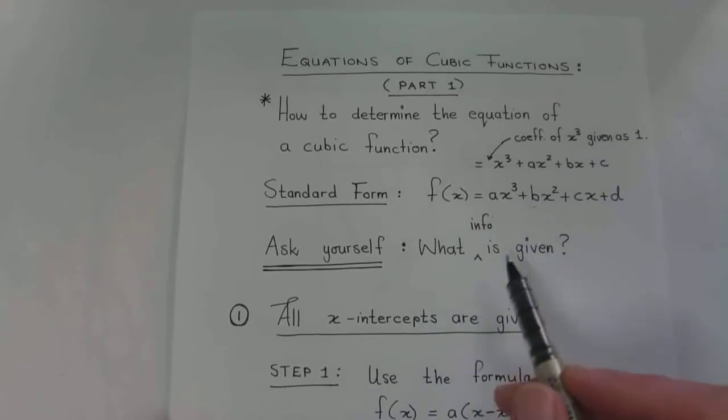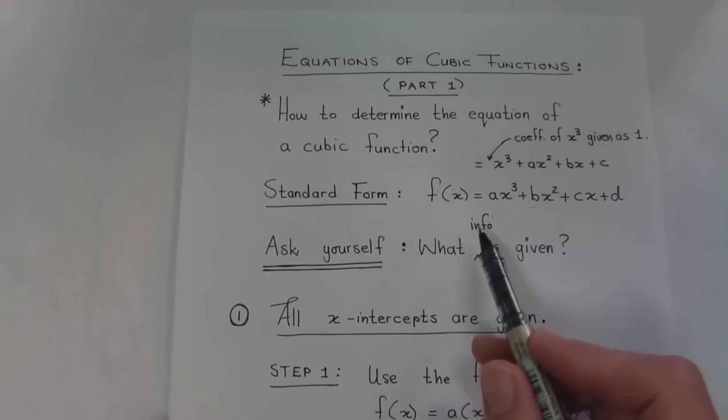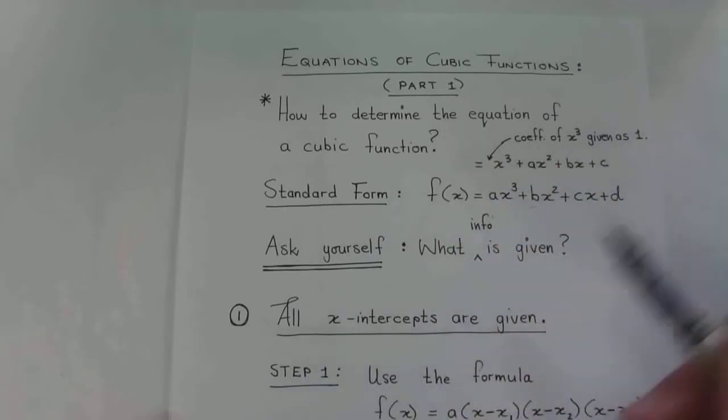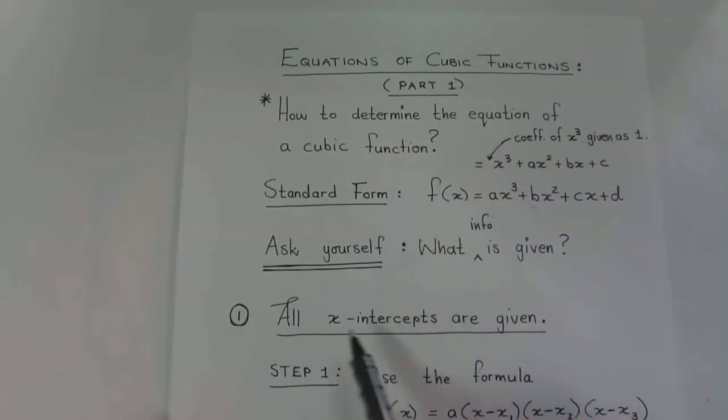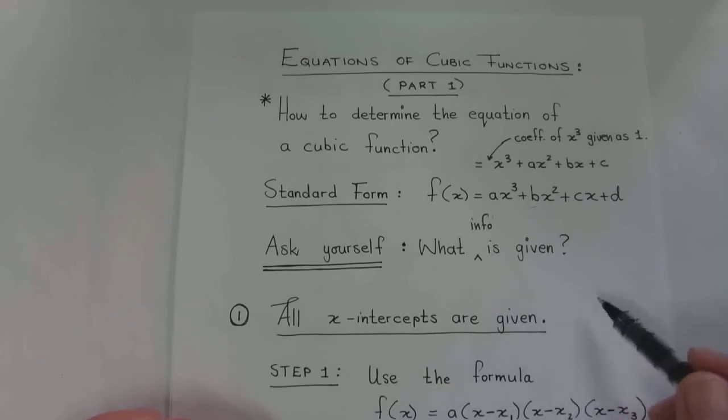So, as I was saying, in order to get the equations of these cubic functions, we have to ask ourselves what information is given. And in part 1 of this particular video, we are going to look at the case where all the x-intercepts are given. So all of the x-intercepts are given, not just one of them, every single one of the x-intercepts are given. So please remember, you cannot use this particular method if they've left out one of the x-intercepts. It won't work. Then we'll have to look at the other case that I'm going to discuss in the next video.